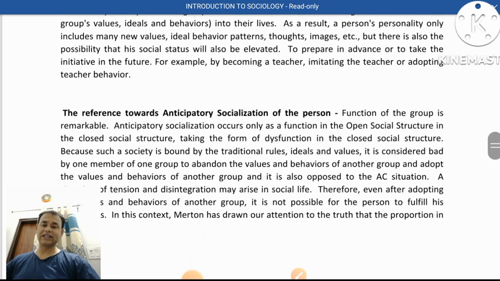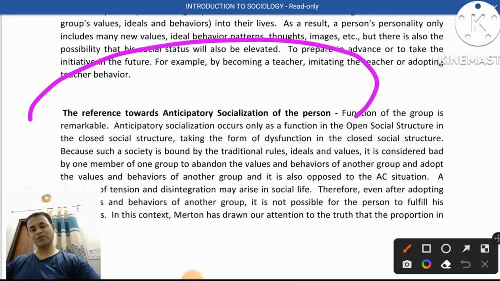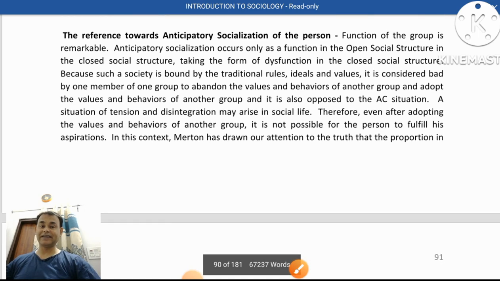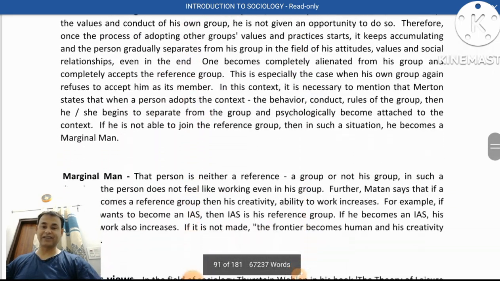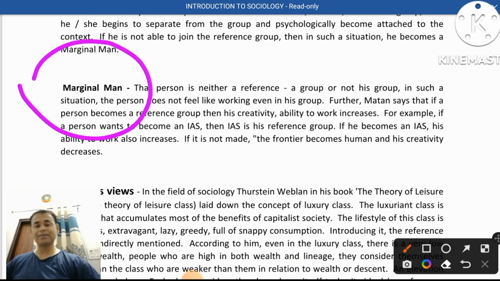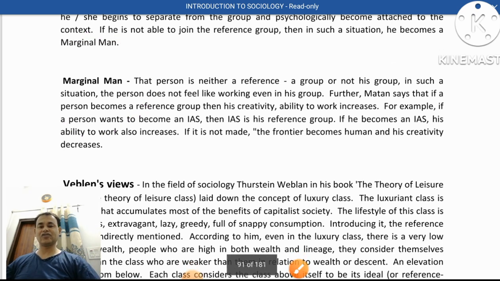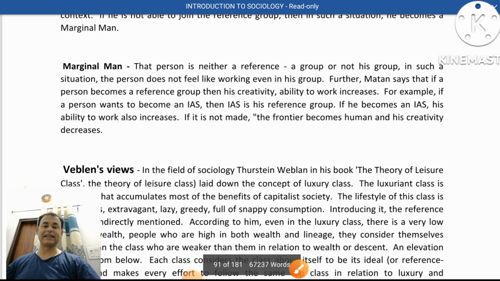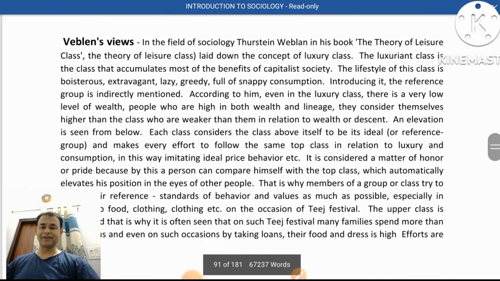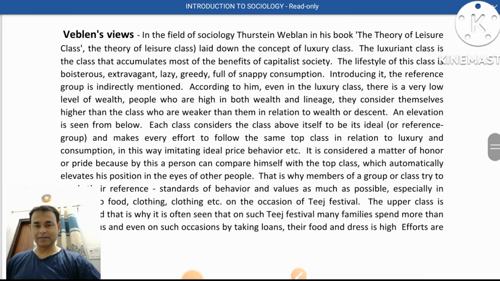Reference group and anticipatory socialization, you must understand it. First we socialize anticipatorily, then we become a reference. Marginal man, this is a very important concept. The person is neither in a reference group, nor in his own group. In such a situation, the person does not feel like working even in his own group. Further, Veblen's view you can understand by reading this.